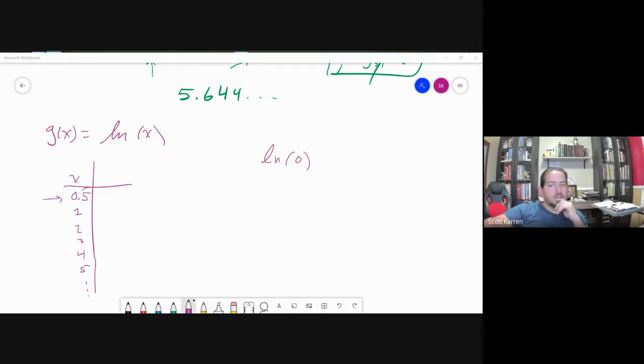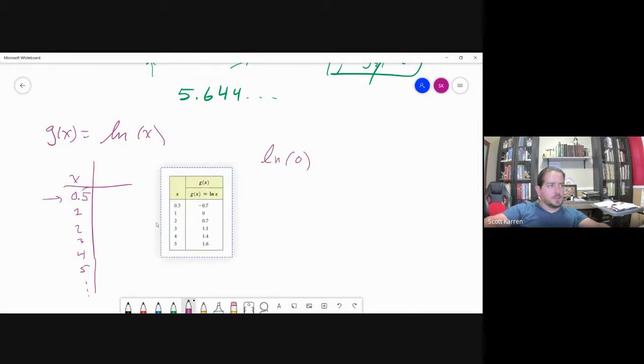But your calculator should get mad at you. And it should spit out something like error or domain issue or something like that, because you're never going to get a 0. You can't evaluate the natural log of 0, right? And we'll show this on the graph. In fact, I'm just going to steal their chart here.